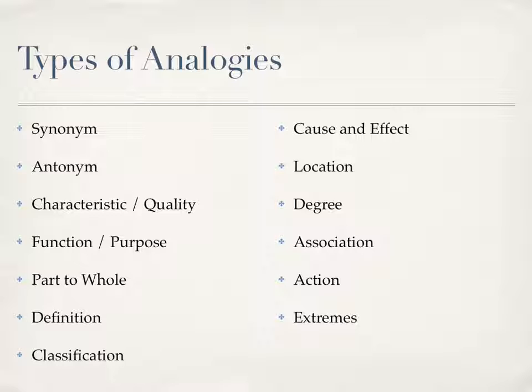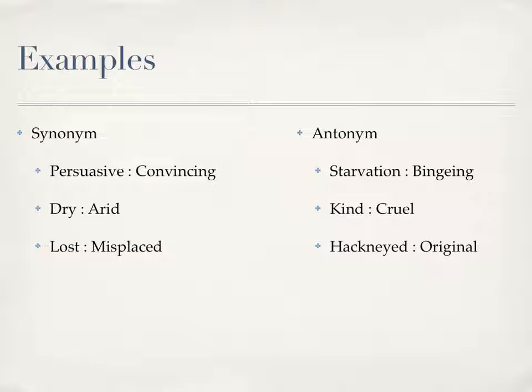To get a better idea of what each analogy type looks like, let's take a look at some examples. First, there's synonyms, such as persuasive is to convincing, dry is to arid, lost is to misplaced. Antonyms, for instance, starvation is to binging. Those are complete opposites. Kind is to cruel, very opposite. And hackneyed is to original, very different.